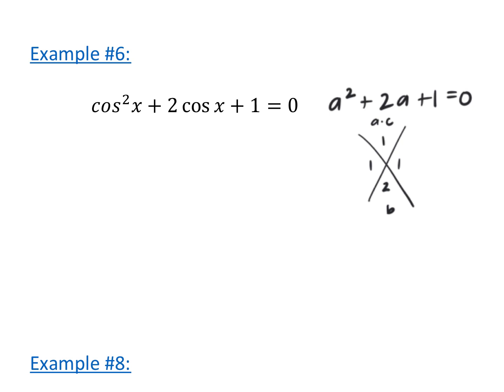Okay, so then when I'm going to factor this thing here, I'm going to have the cosine of x times the cosine of x, because that's going to give me cosine squared, right? Or I think that's your a and your a, right? And then what am I going to put right here? Plus 1 and plus 1.